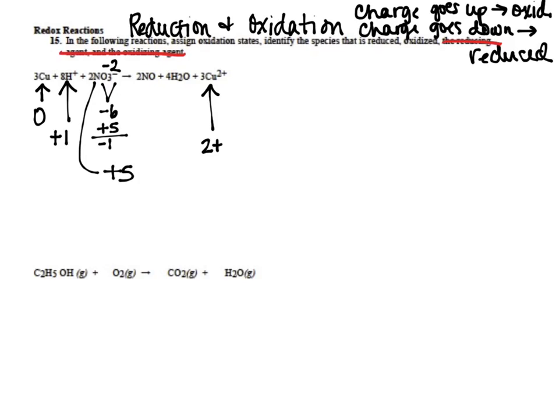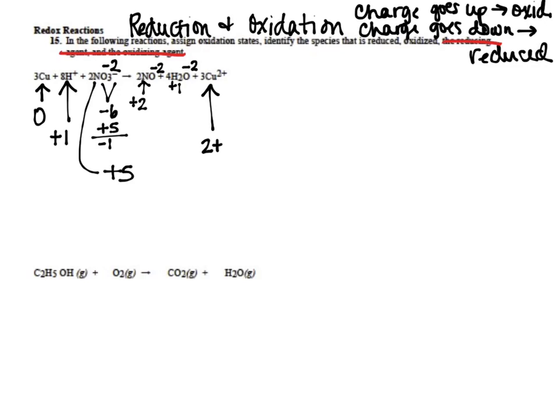Again, let's go to the next one. Oxygen, always -2. We have one of them. So nitrogen, in this case, has to be +2. Go over to water. Oxygen, -2. Hydrogen, +1, because we have 2 of them. That overall equals 0.